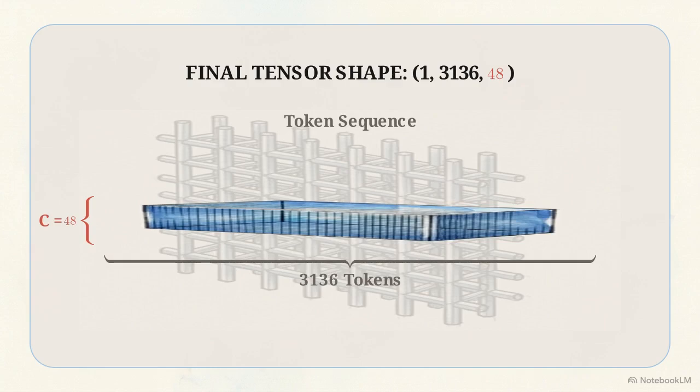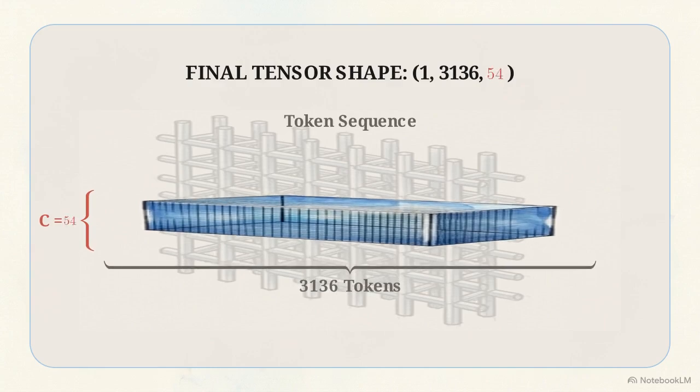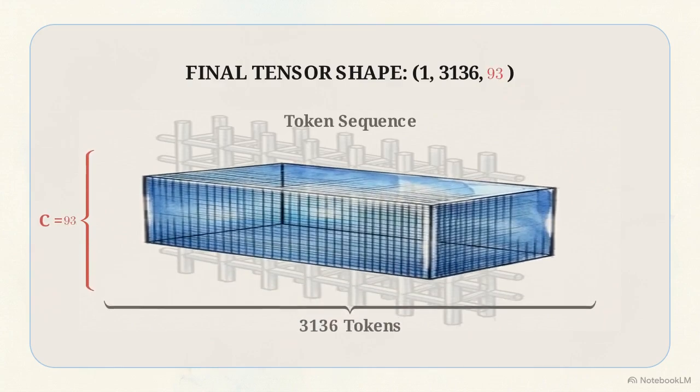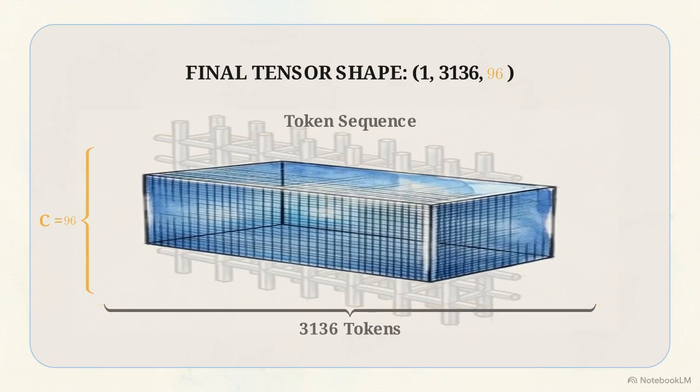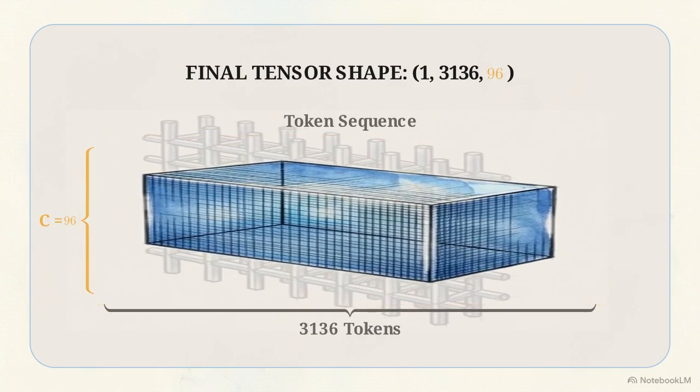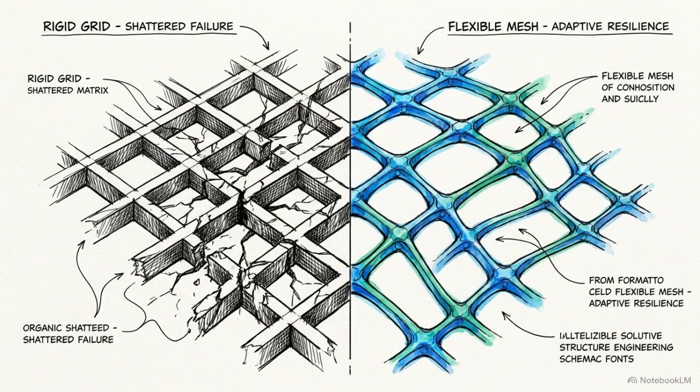The sequence remains 3,136 tokens long, but each token is expanded to a 96-dimensional floating point vector. Standard vision transformers explicitly inject static absolute positional embeddings at this phase. The swin architecture omits that operation, leaving the tensor scale invariant and primed for localized manipulation.